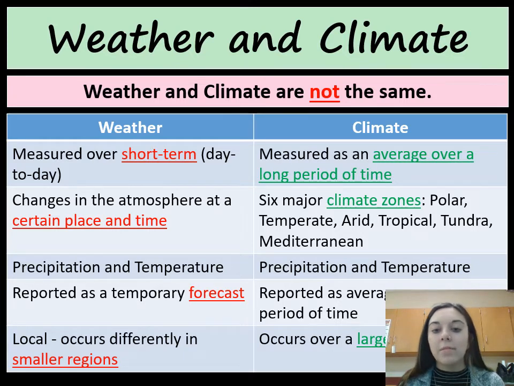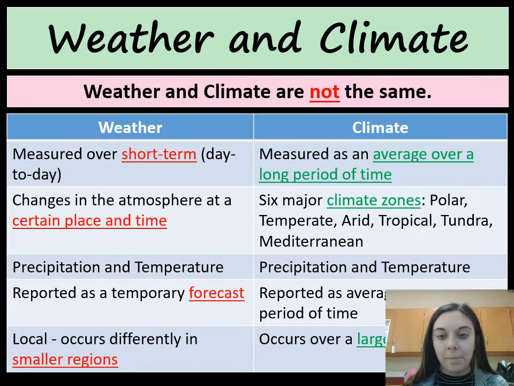Okay? Then our climate is measured as an average over a long period of time. We have 6 major climate zones: polar, temperate, arid, tropical, tundra, and Mediterranean. Here we're also looking at precipitation and temperature, and then it's reported as an average over a period of time. We're looking at a large region here. So climate is really over a long period of time. What does the weather look like in an area?